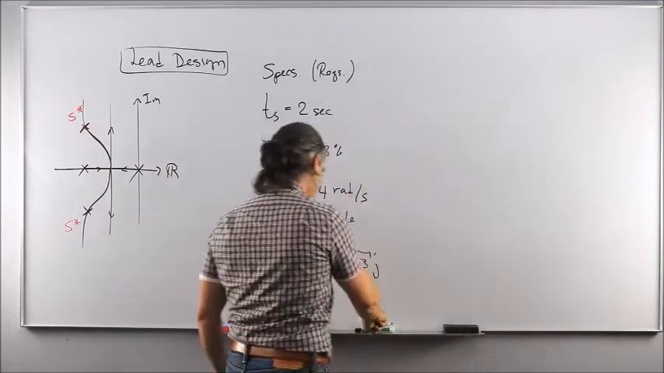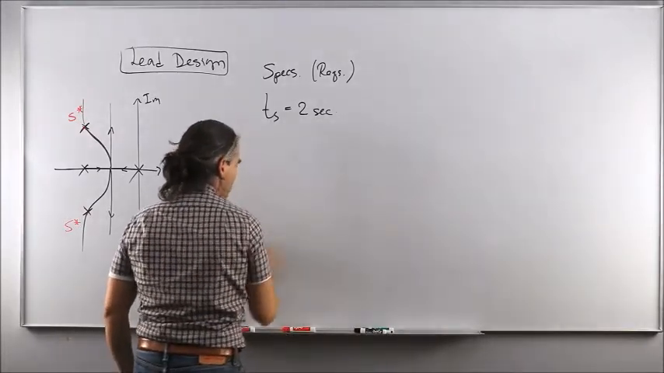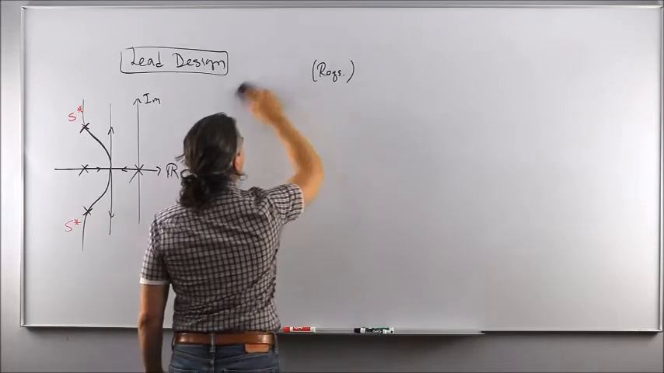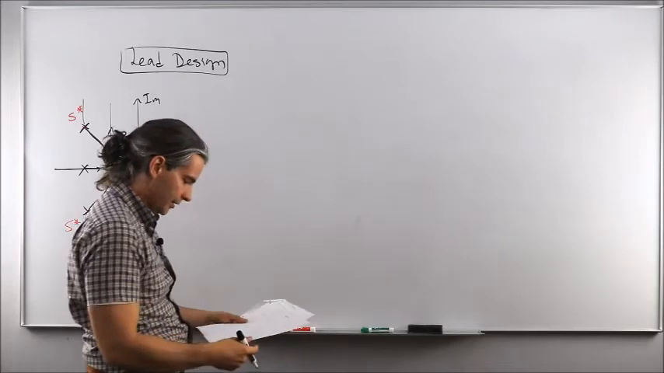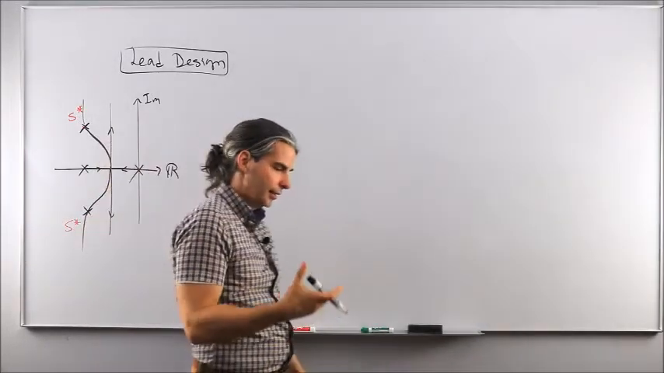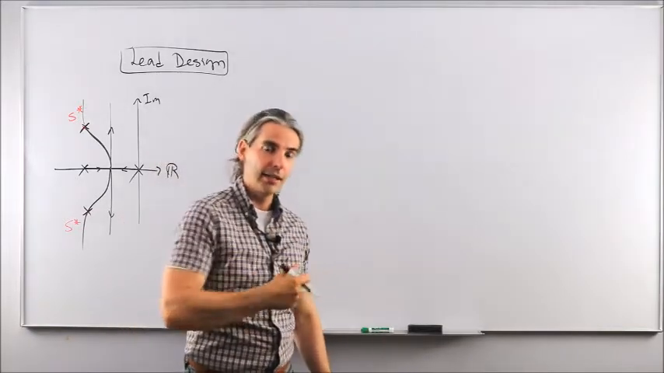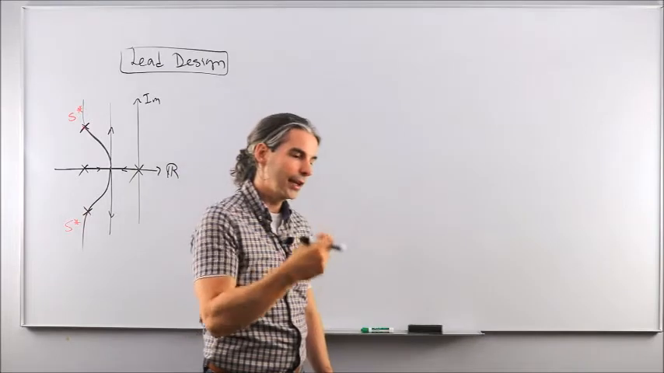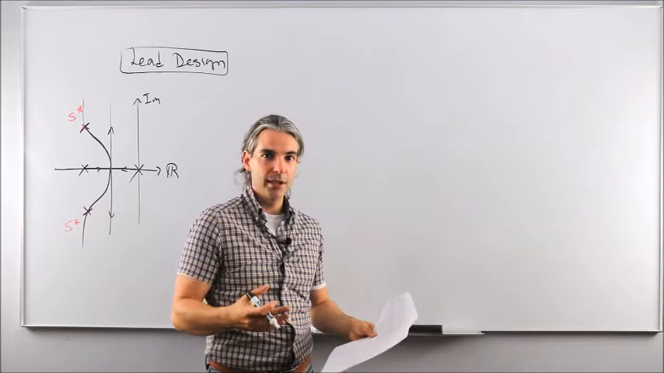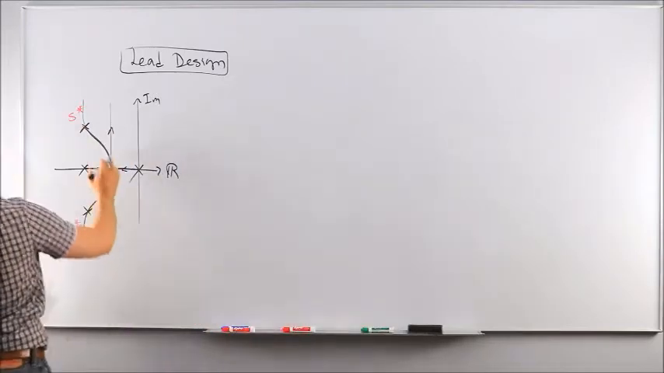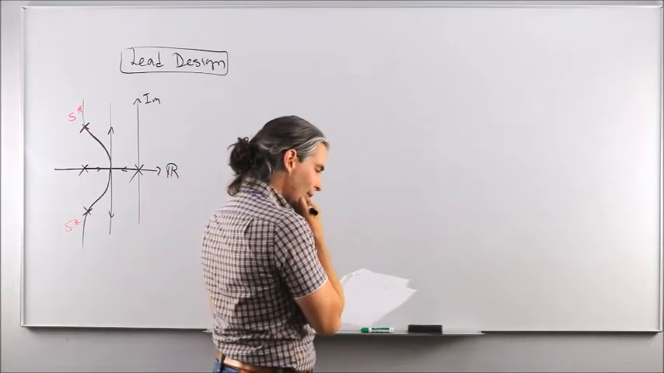Okay, how do I do that? Well, we need to understand that the lead compensator is actually providing some phase, okay? Because the lead, technically speaking, if you look at some textbook, is referred to as a phase lead compensator. So phase lead implies that this compensator provides additional phase to a system to ensure that the branches go through your desired location. Okay, we need to provide some phase.